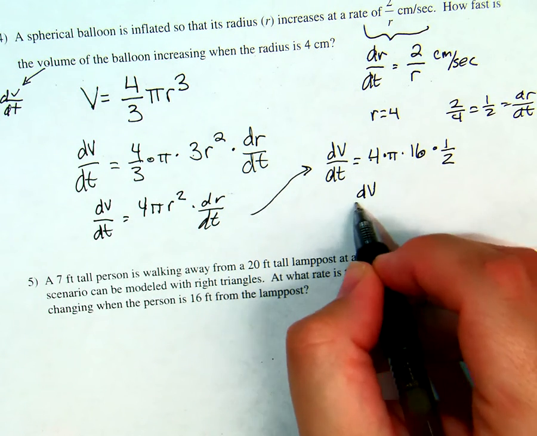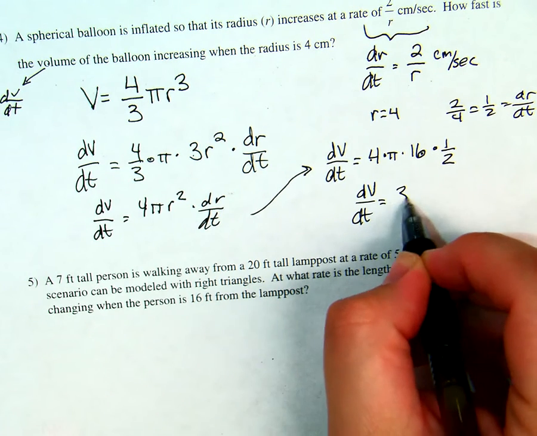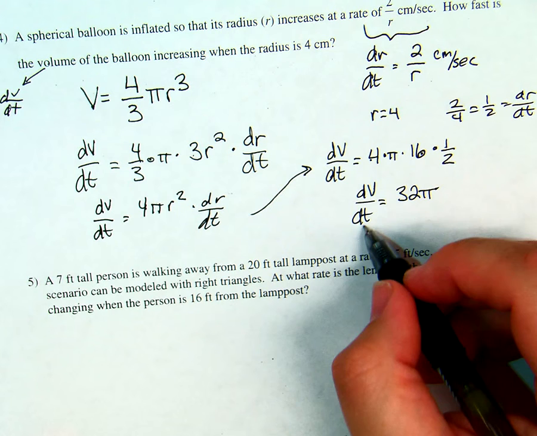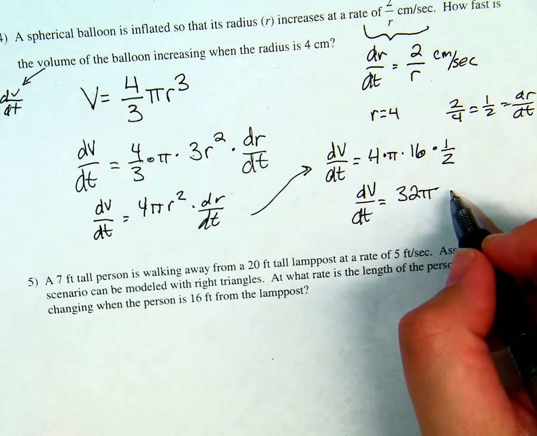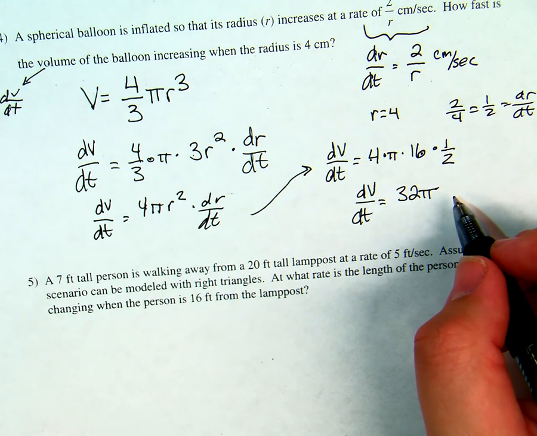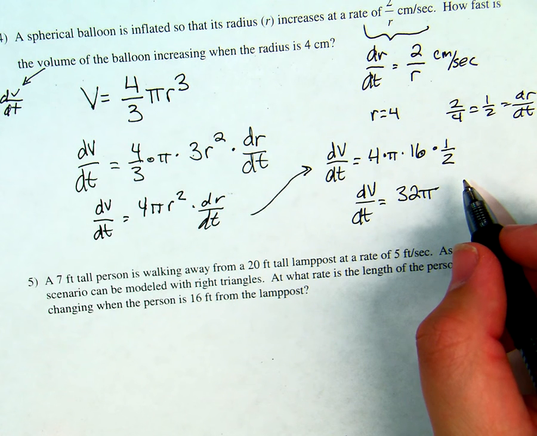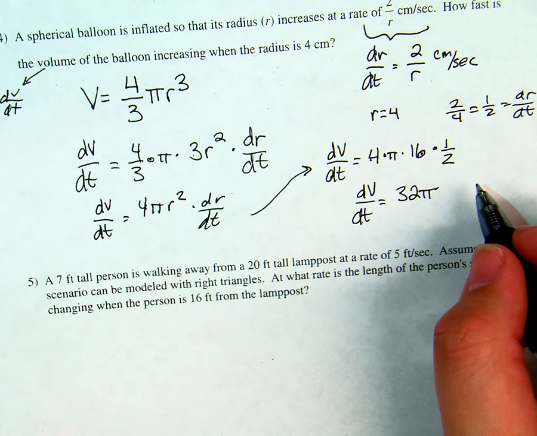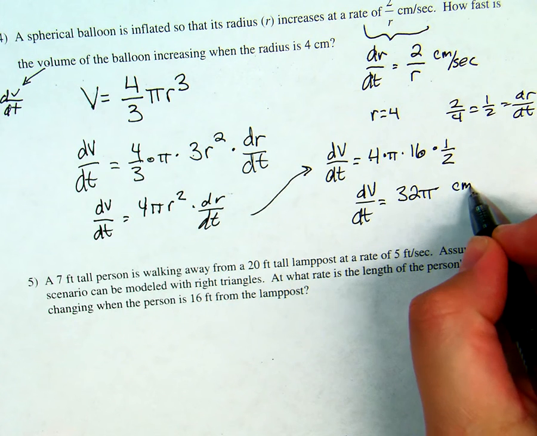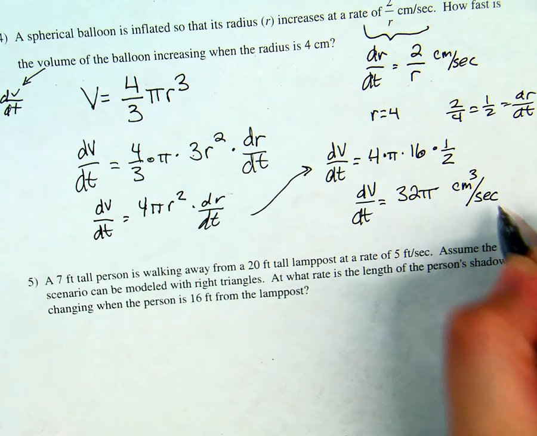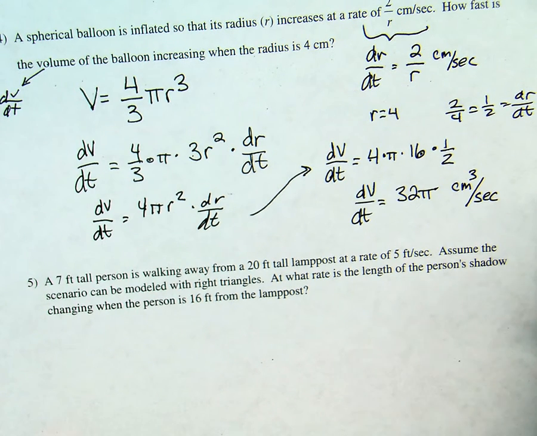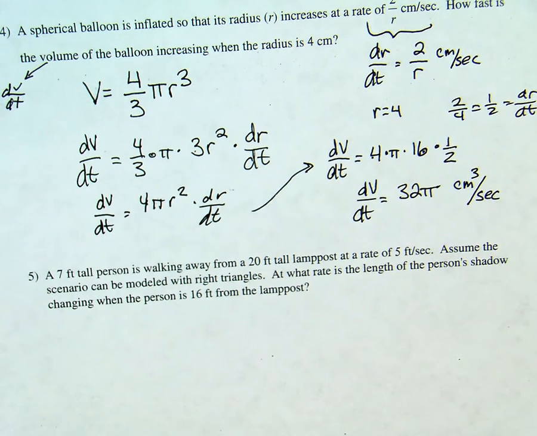Now, is it going to be centimeters squared or centimeters cubed? Cubed. Because remember, when you're talking about the change of volume, we're talking about a volume. So it'll be centimeters cubed per second. If we were talking about the change in radius, dr/dt, then it'd be centimeters per second. Or if we're talking about the change in area, it'd be centimeters squared per second. So, that's the next one.